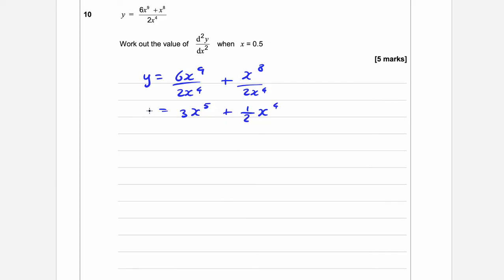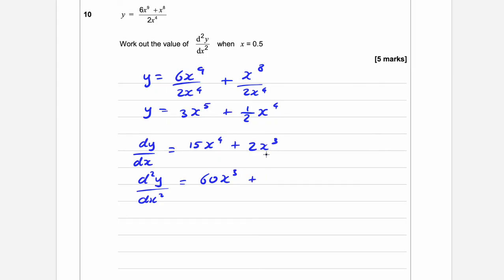Okay, that's y. dy/dx, we then multiply by the power, 15, and subtract 1 from the power. And then I multiply by the power, 4 times a half is 2, and subtract 1 from the power. That's the first derivative. d2y/dx squared is the second derivative. So multiply by the power, 60x cubed, subtract 1 from the power, and then multiply by the power, 3 2s is 6, subtract 1 from the power.